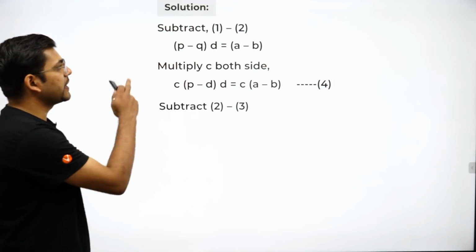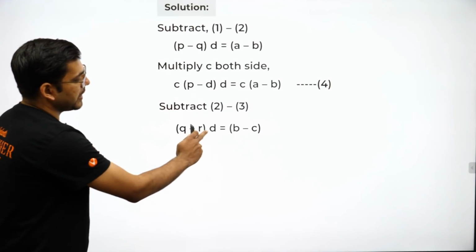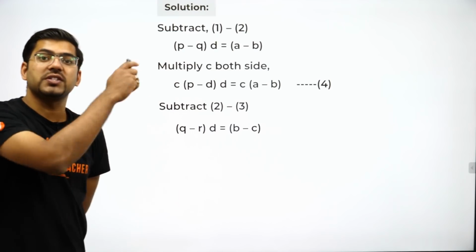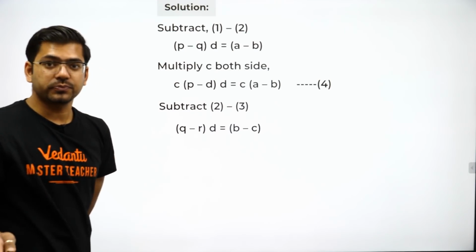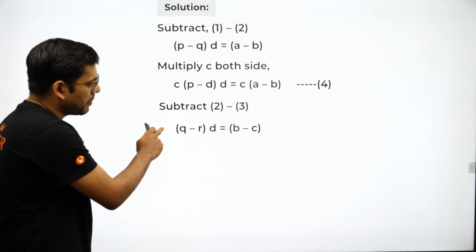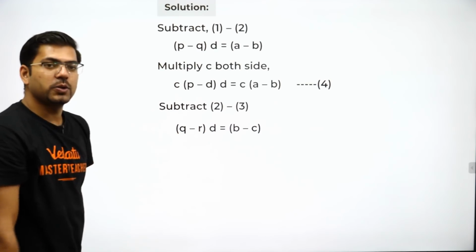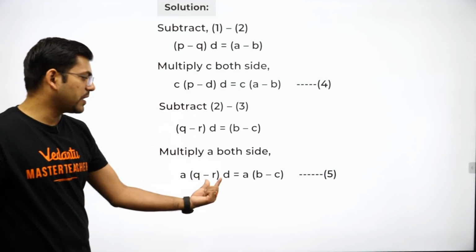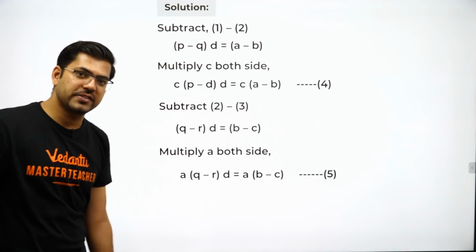Then subtracting second and third, Q minus R into D is equal to B minus C. Again multiplying that term which was given in the question. So the question was here A times Q minus R into B minus C. So I'll multiply both sides by A. I'll be getting A times Q minus R into D is equal to A times B minus C.